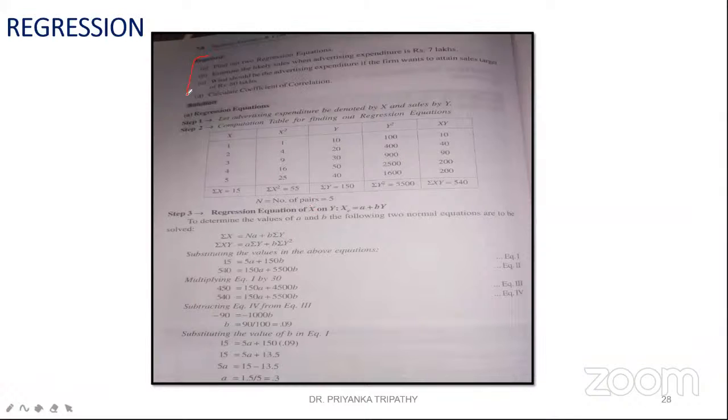These are the question's sub-points. Find out two regression equations. Estimate the likely sales when advertising expenditure is 7 lakhs. And what should be the advertising expenditure if the firm wants to attain a sales target of rupees 80 lakhs? So in question B, they have given advertising expenditure as 7 lakhs, so what would be the sales? In question C, they have given sales of 80 lakhs, so what should be the advertising expenditure? And calculate the coefficient of correlation. So these are the points we are going to do in this particular question.